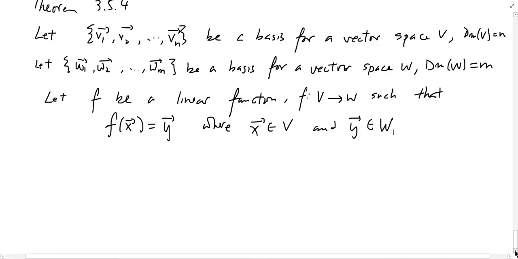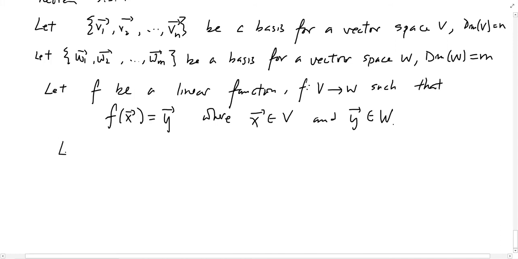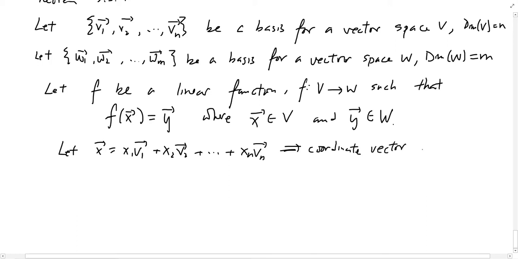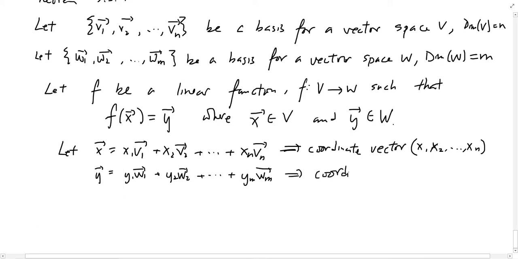So here, let's say we do the following. Let's say vector x can be written as x1 vector v1 plus x2 vector v2 plus dot dot dot plus xn vector vn. So therefore, giving me a coordinate vector, which is x1, x2, dot, dot, dot to xn. And similarly, I'm going to define vector y to be y1 w1 plus y2 w2 plus dot, dot, dot, plus ym wm. And so that becomes the coordinate vector y1, y2, dot, dot, dot to ym.